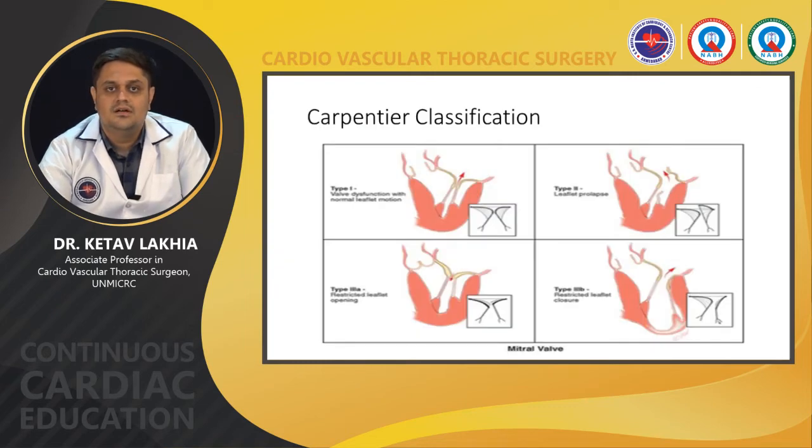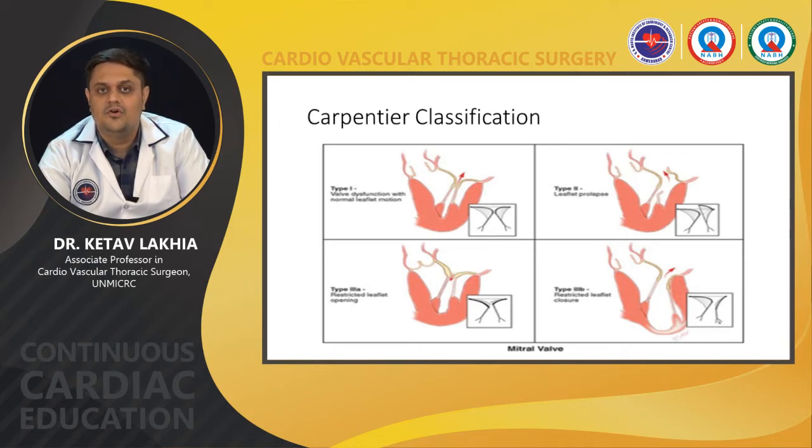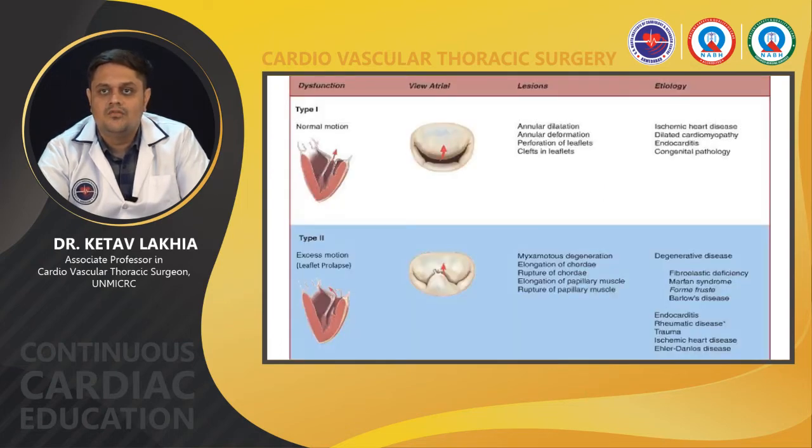So here you can see this is type 1, where there is valve dysfunction with normal leaflet motion. Here in type 2, there is a leaflet prolapse, excessive leaflet motion leading to the mitral regurgitation. In type 3, here there is restricted leaflet opening, and here it is restricted leaflet closure. So along with the type, we can correlate the etiology.